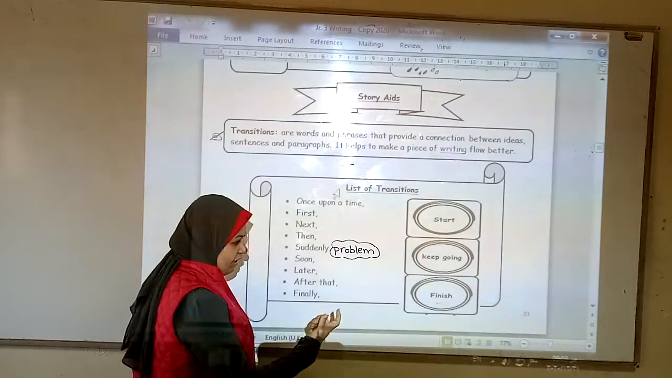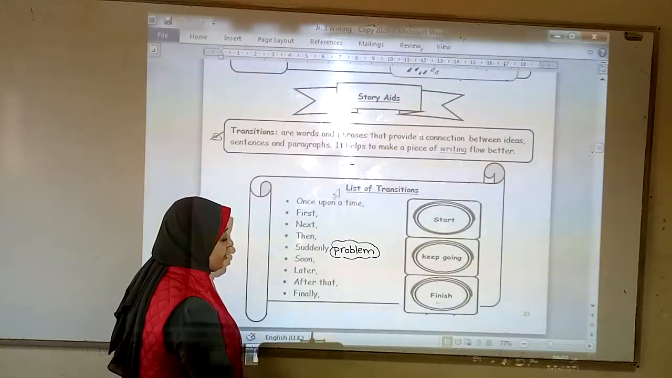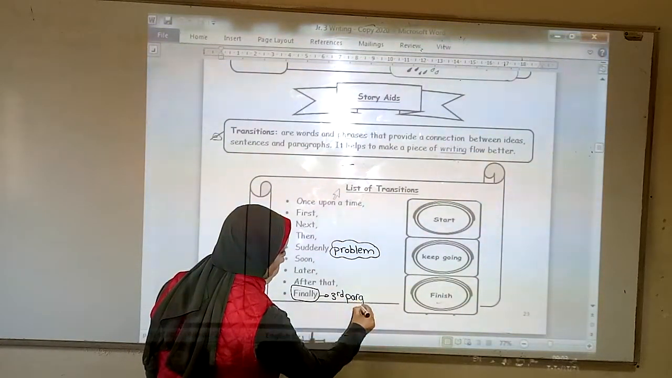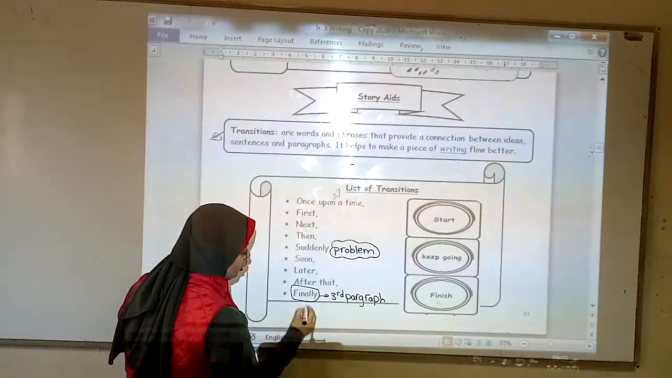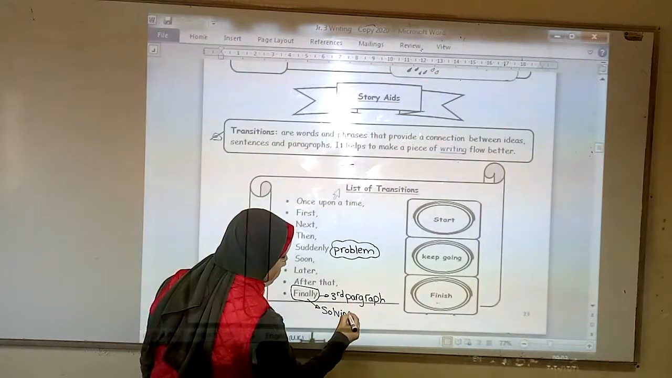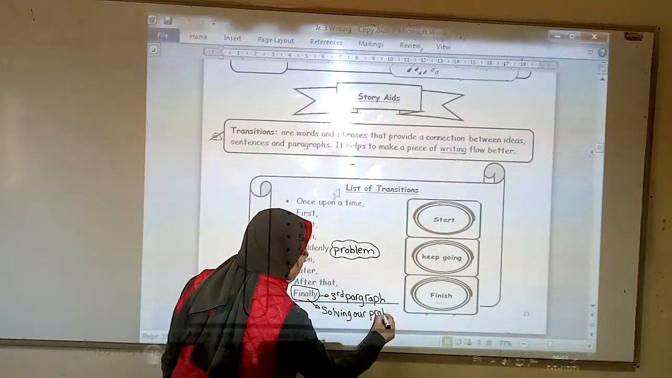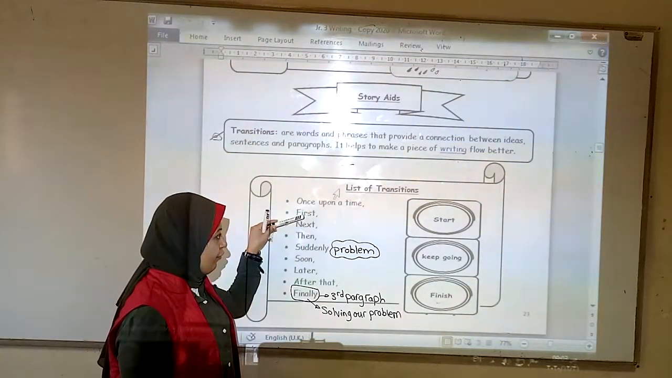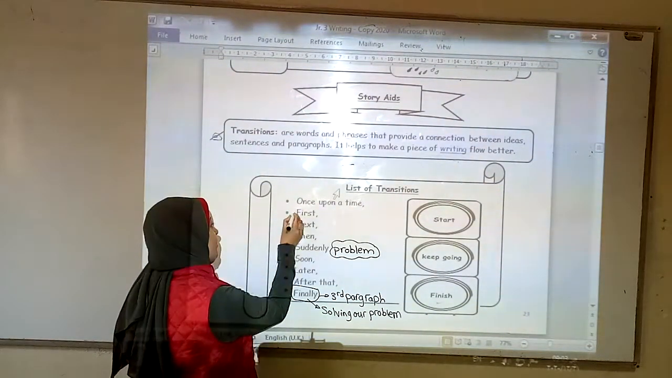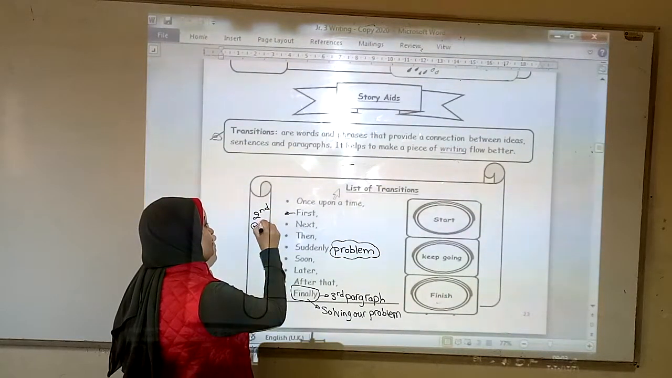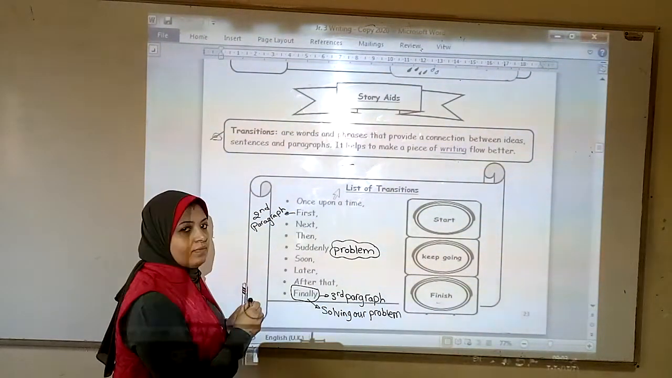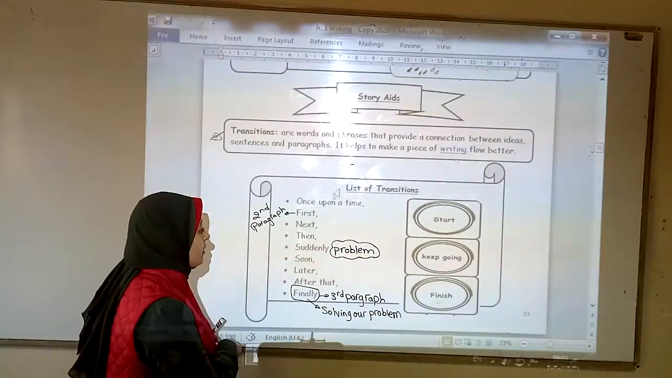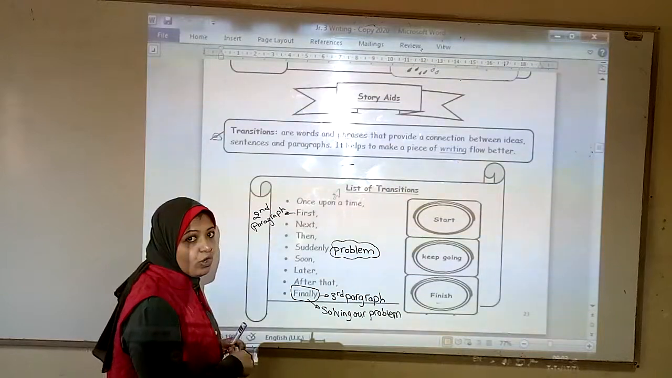Soon, after a short time, later, after that, and finally, we use in the third paragraph to start solving our problem. Again, using the transitions. First, at the beginning of the second paragraph. How did you get ready? How did you prepare yourself for that trip or for that adventure that you are going to do?